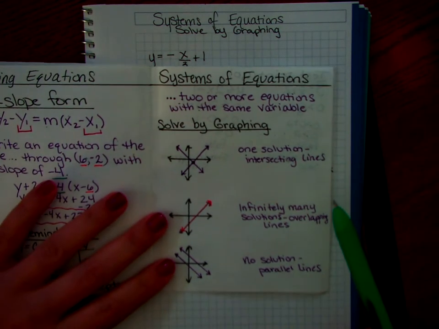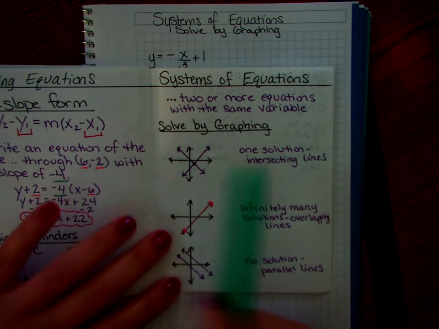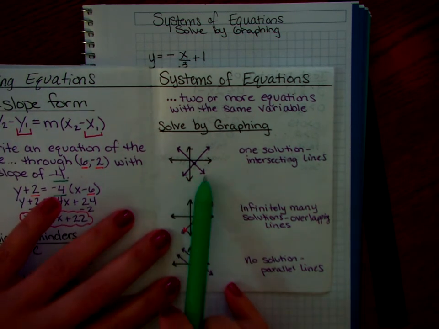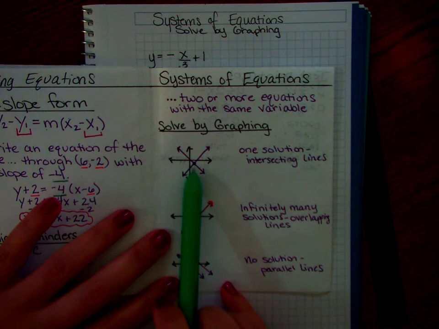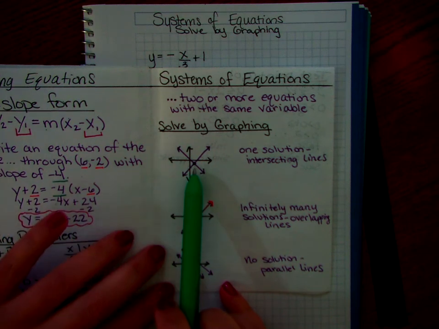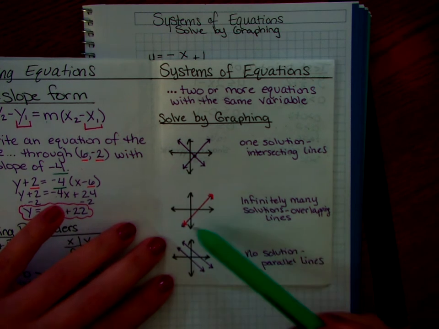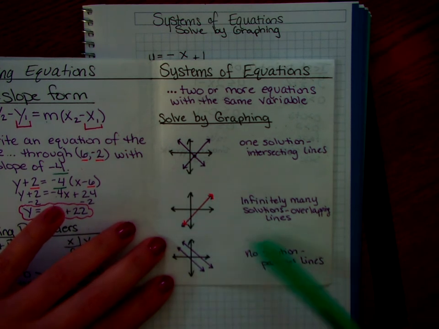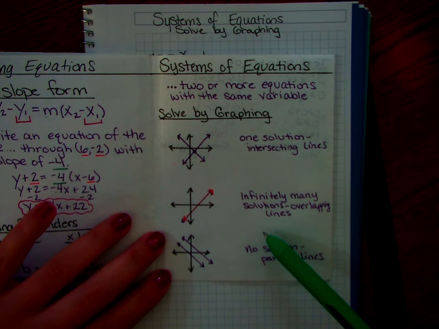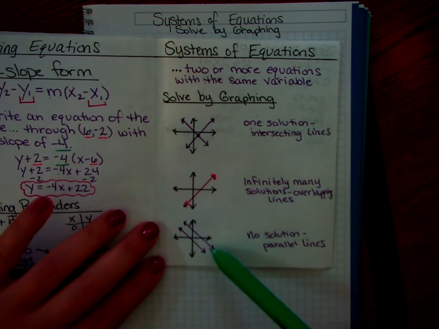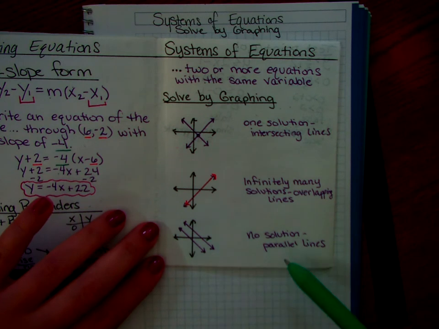Okay, so talking about solutions. If you have two lines that intersect, there is one solution. That one solution is the point that they share. Okay, so intersecting lines have one solution. If you have a line that lies on top of another line, you have infinitely many solutions. Okay, they are overlapping. And then if you have parallel lines that will never touch, there's no intersection at all, there will not be a solution.